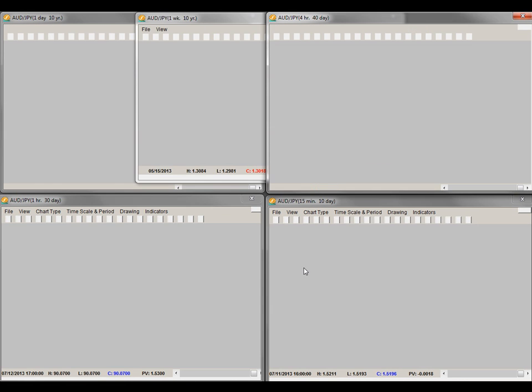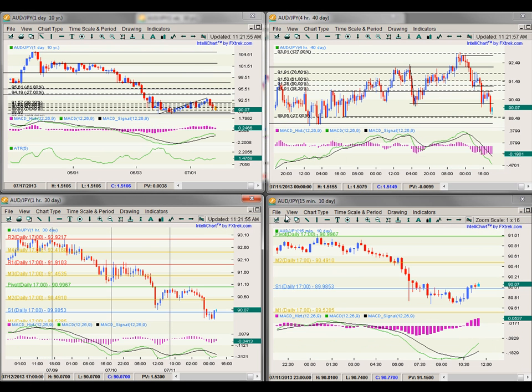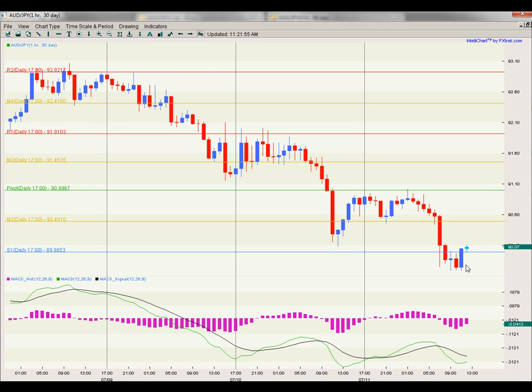And I'll just give you a little update on the Aussie yen. It's not really doing too much. We got in down here. The nice thing about these patterns is you get in at really good discounted prices, and you have the chance for great profit potential on the way up. So we'll see what happens.